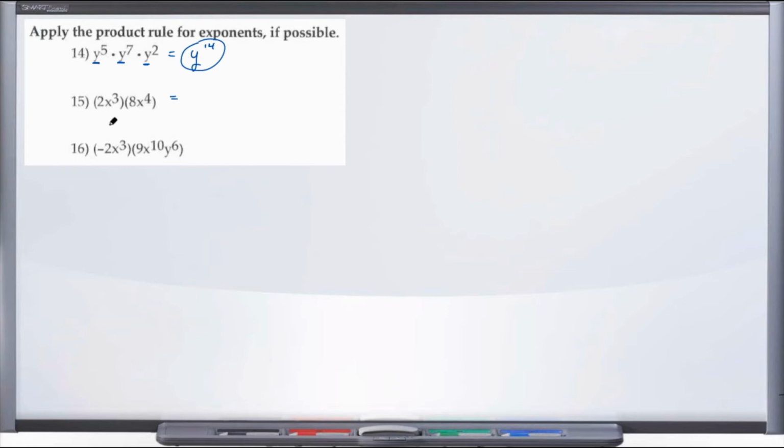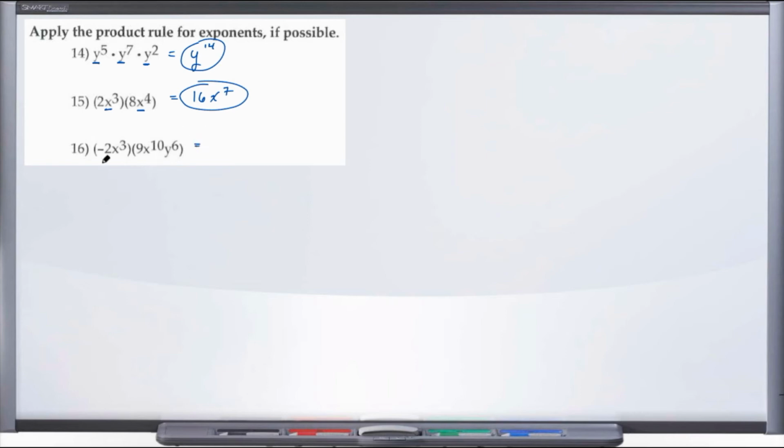All right, let's take a look at 15 here. We're going to go ahead and multiply these two together. And what I always do is I do my number to my number, and then my x's to my x's, my y's to my y's, z's to my z's, or whatever variables you're working with. So let's just start with the number. We have 2 times 8. Well, we know that gives us 16. And now we're going to do our x's to our x's. And again, because they're both x's, they're like bases. So what can we do with those exponents? Well, we can just add them. So what's 3 plus 4? 7. So we have 16x to the 7th.